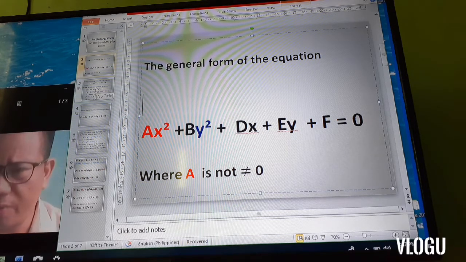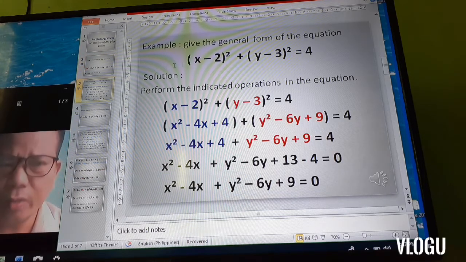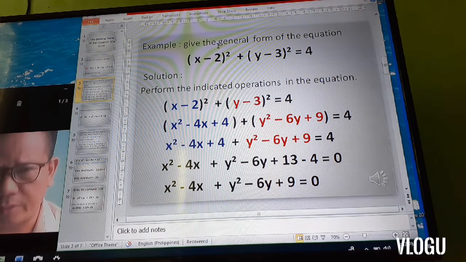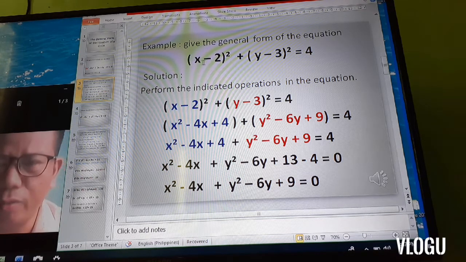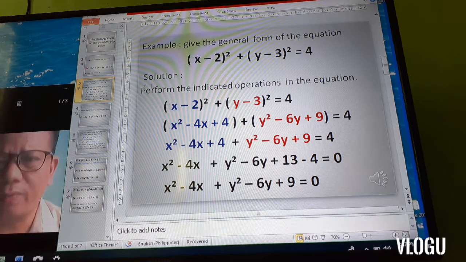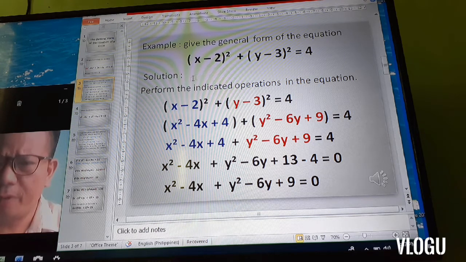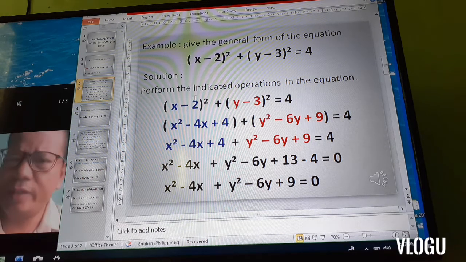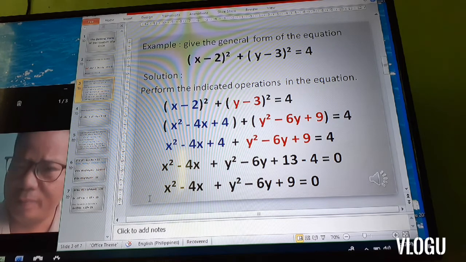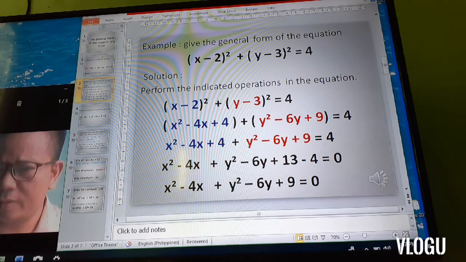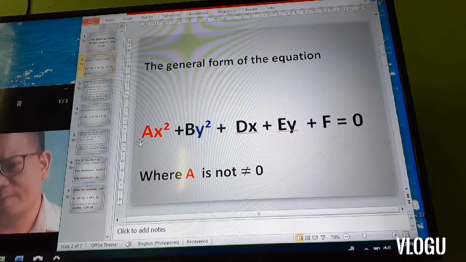Okay, let me give you this example. We are going to give the general form of the equation of quantity x minus 2 squared plus y minus 3 squared equals to 4. Now, how are we going to solve for such equations? Our problem is to rewrite the equation in the form of general form. Ano po yan? It's just simple.